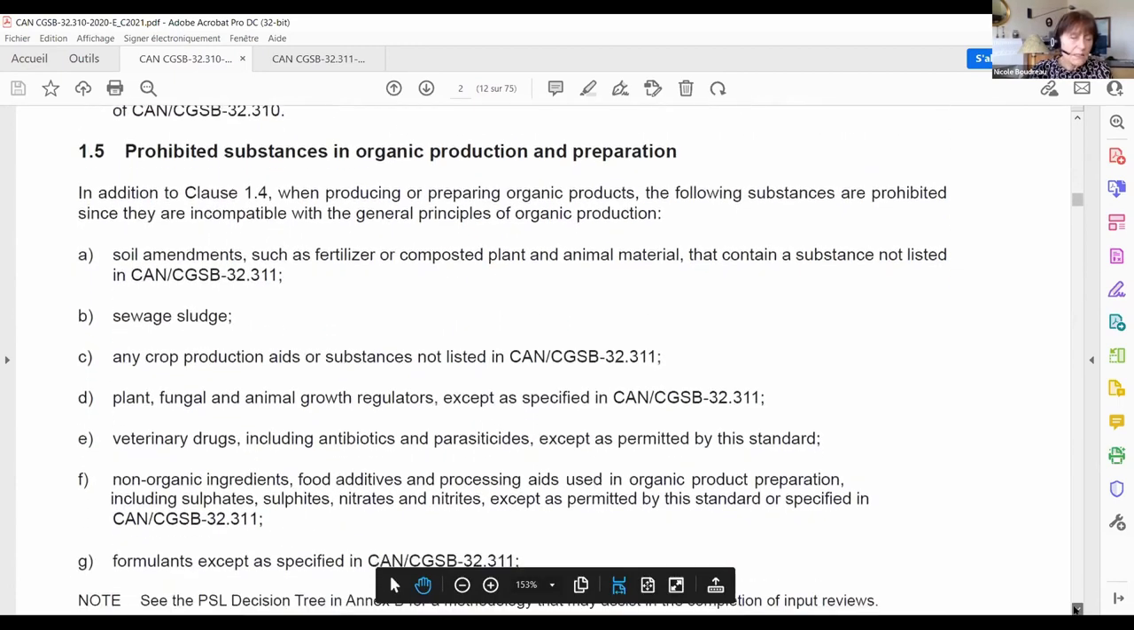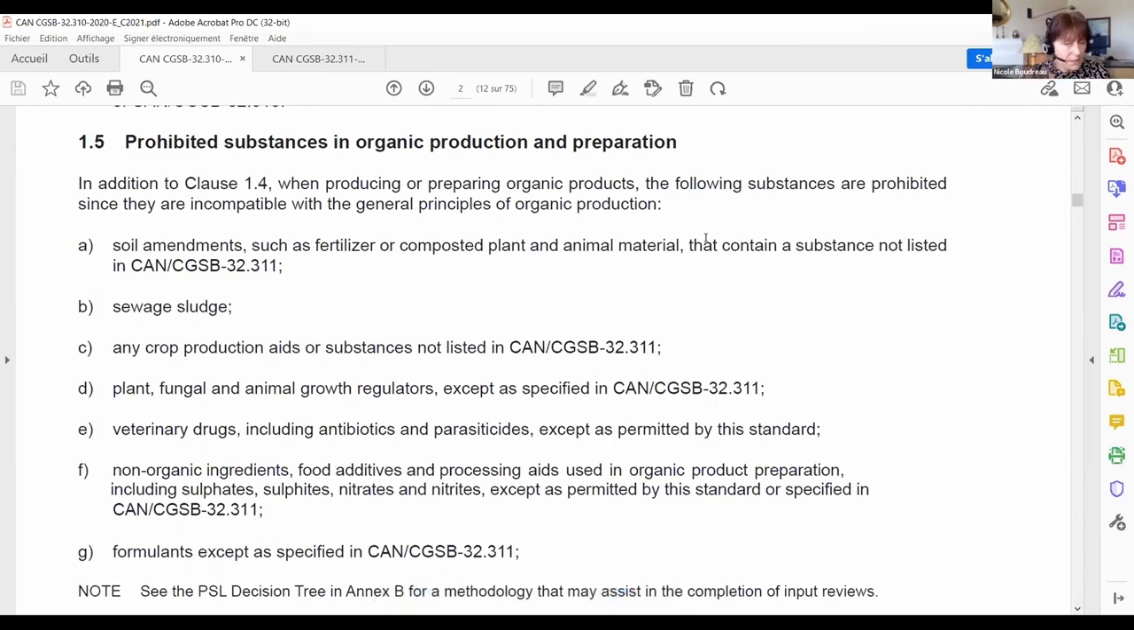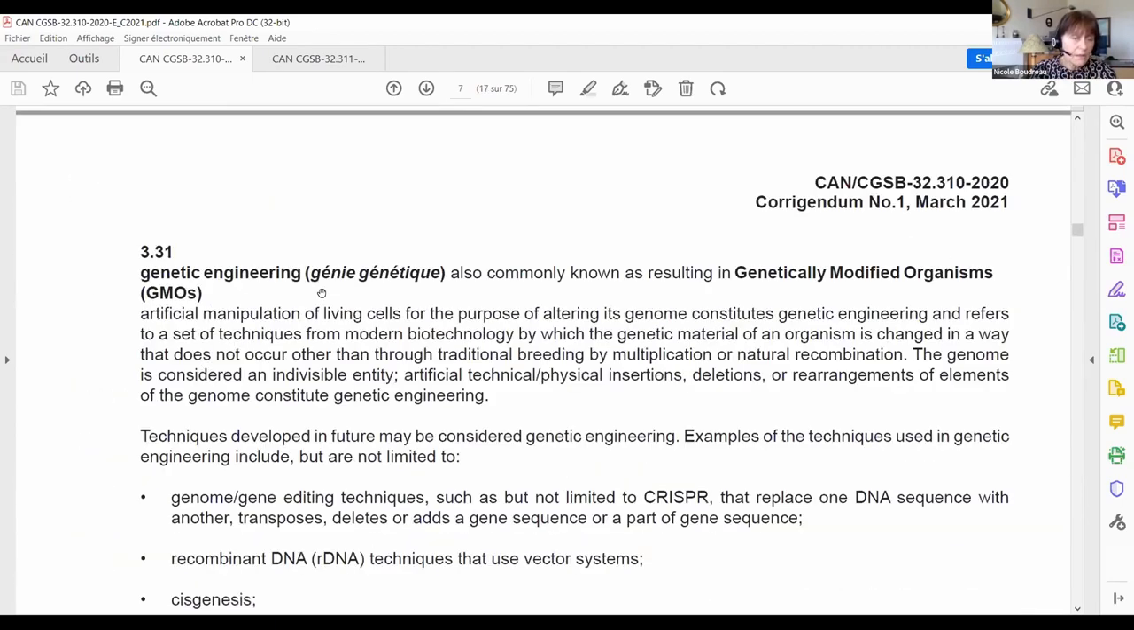And then prohibited substances. Well, it globally describes that if the substance is not listed in the permitted substances list that we will see in a few minutes, you cannot use it. So when you read soil amendments such as fertilizer or composted plant or animal material that contain a substance not listed in CAN/CGSB 32.311, it is the CGSB number of the permitted substances list. So if you want, you have section 3. If you want to get familiar with the organic vocabulary, you can consult this.